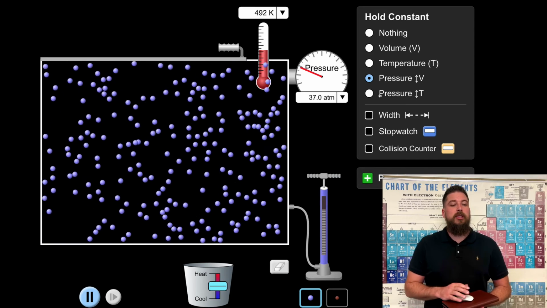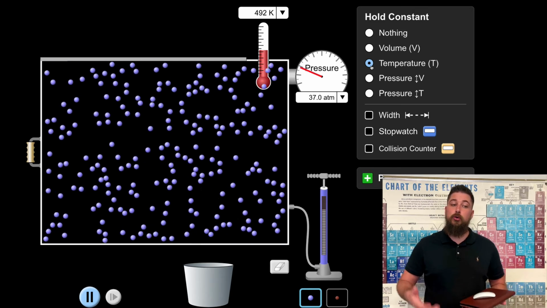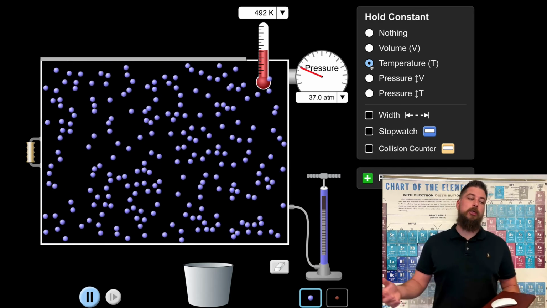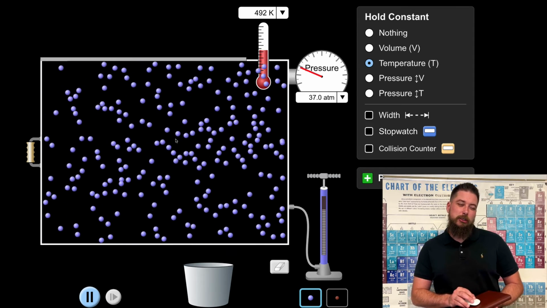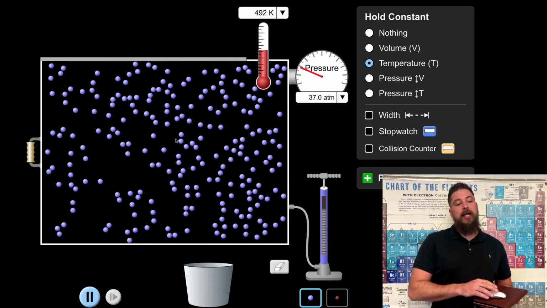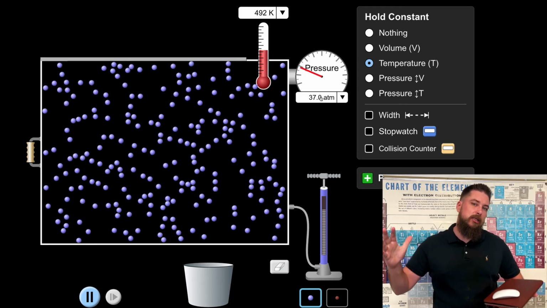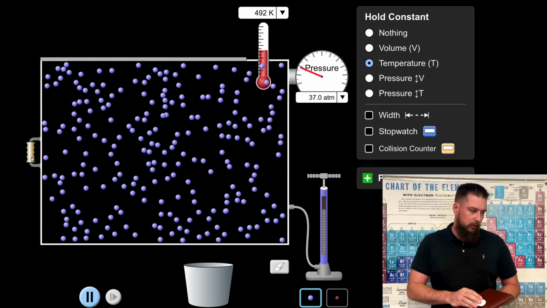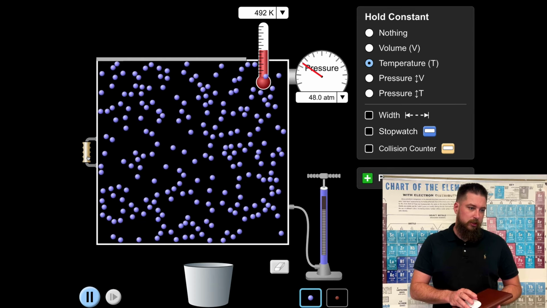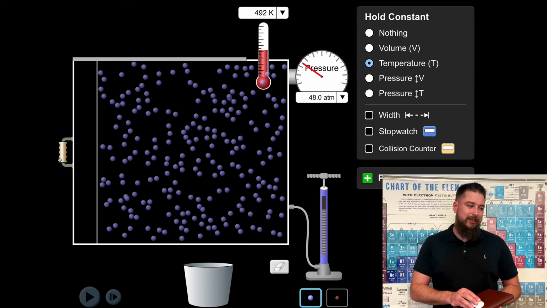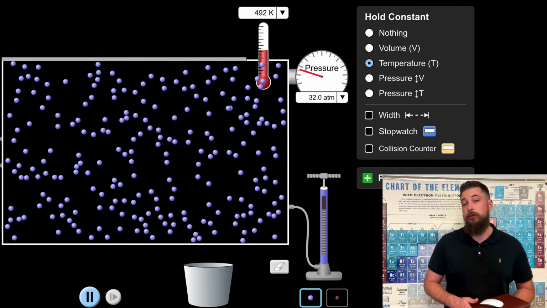Now the last relationship is volume and pressure. So we're going to hold temperature constant, and what we're going to do is we're going to change the volume. What I'm going to do is I'm going to make this container smaller, and what I want to ask you is what's going to happen to this pressure? Is this pressure going to go up or down if I make the container smaller? Well, we make it smaller. Look at the pressure. It goes up. If we make the container larger, so if we increase the size of the container, the pressure goes down.